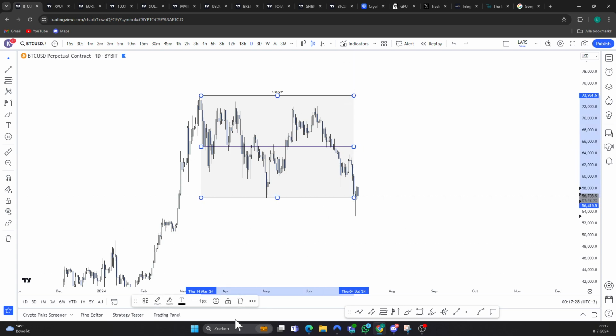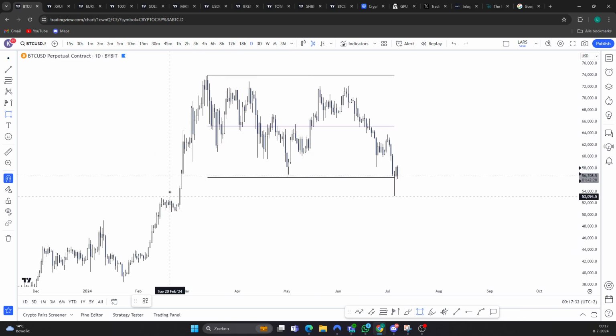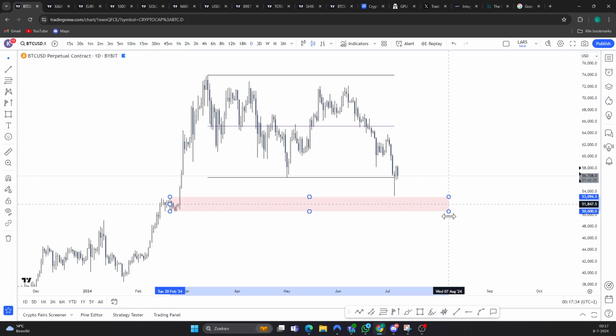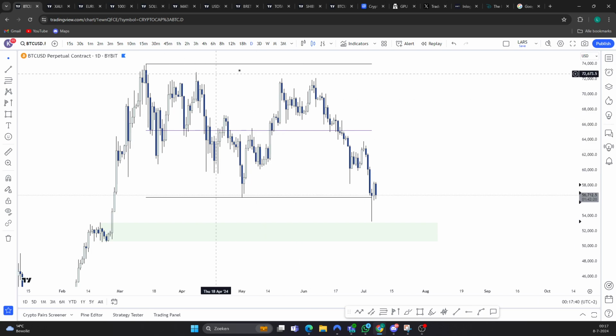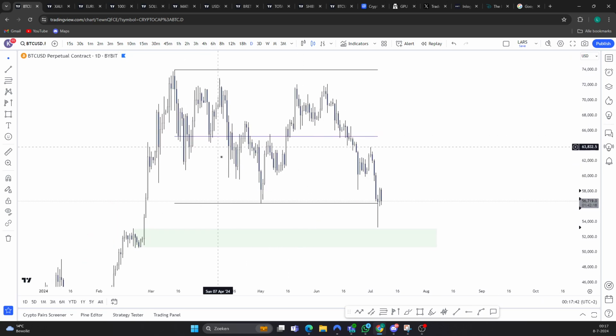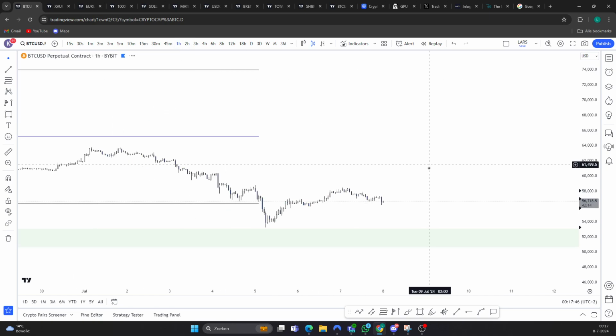Now, looking at this range now, we had that demand zone below us that just got front run. Pretty funny to see. Let's reassess it on a lower time frame, okay? We just had that deviation of the range. What's going on on the lower time frame?